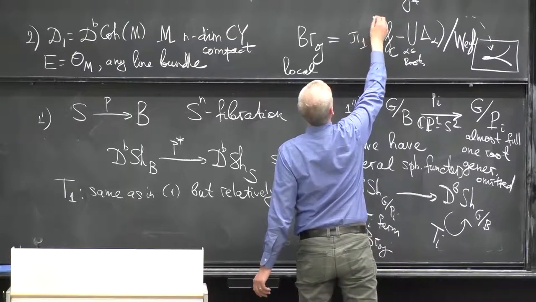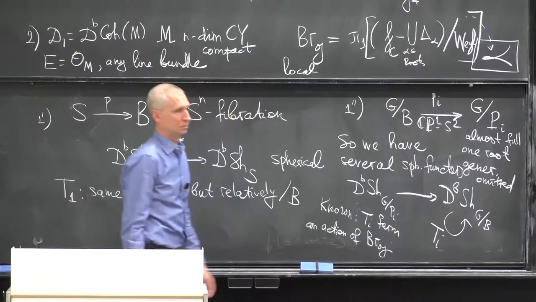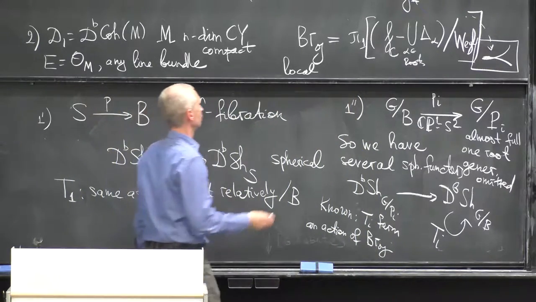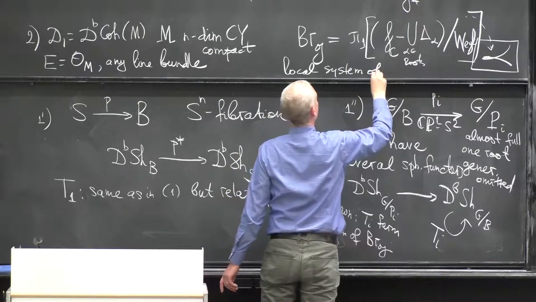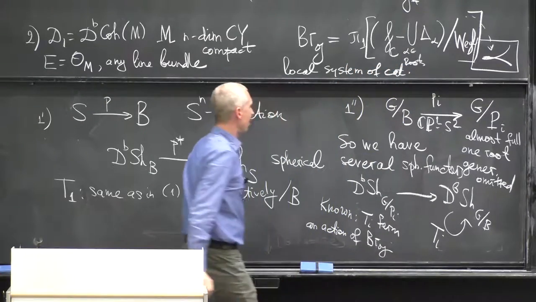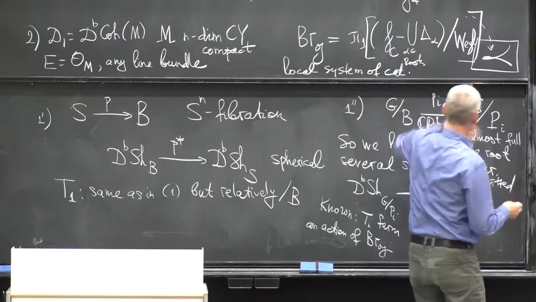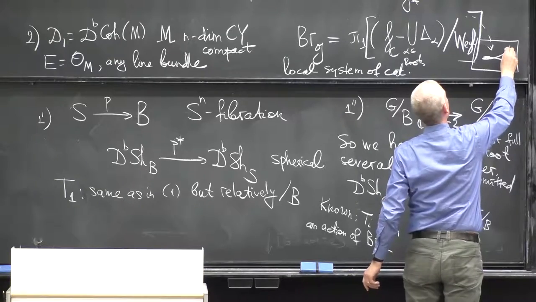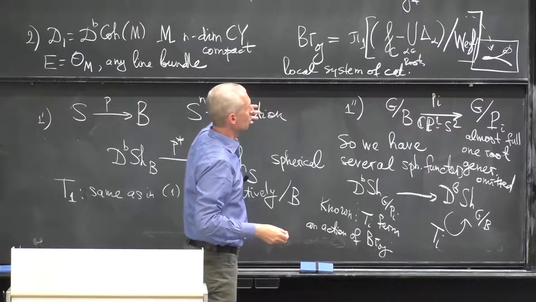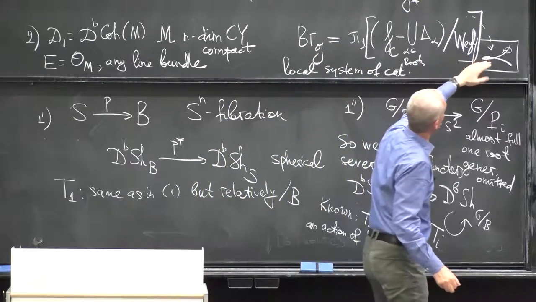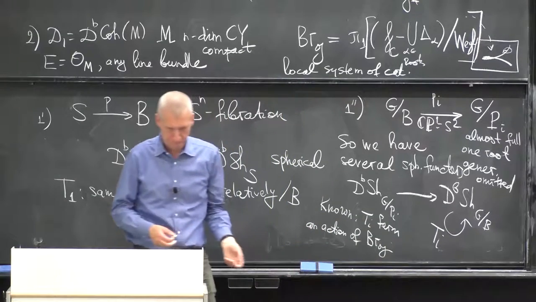Or P1 of the quotient. So we have a local system of categories. And the fact that the monodromies around those things are given by spherical functors means that we already have something like an extension, like a perverse extension of this to the next codimension.